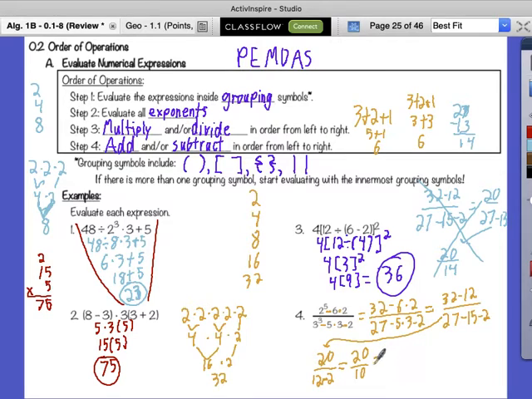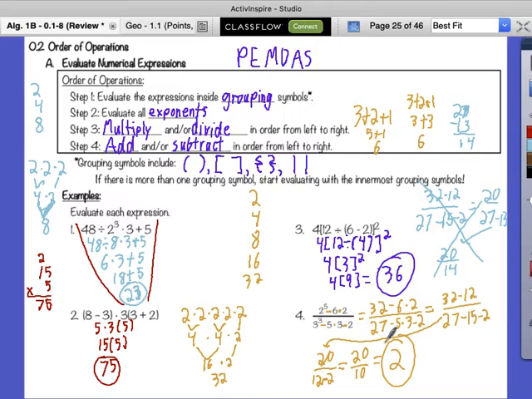What is 20 divided by 10 though, guys? 2, so we can finish off that fraction as a division problem, okay? Any questions on that? Okay, so we have a little bit more still to do.